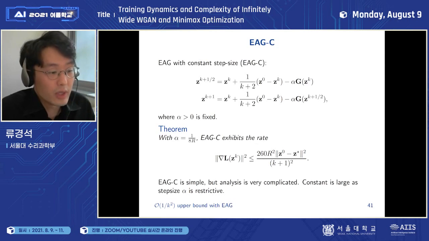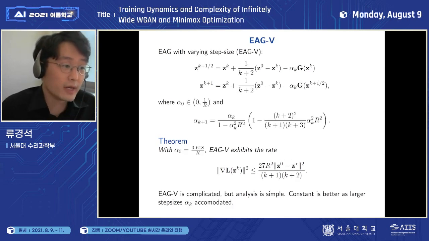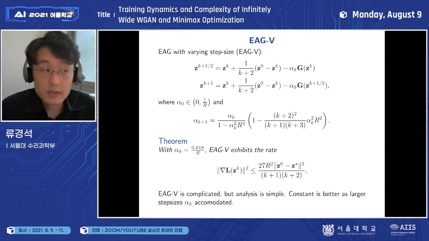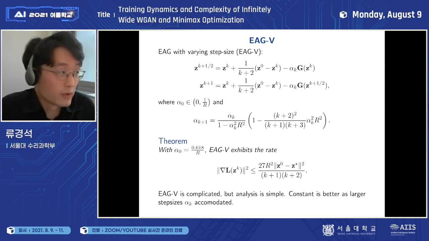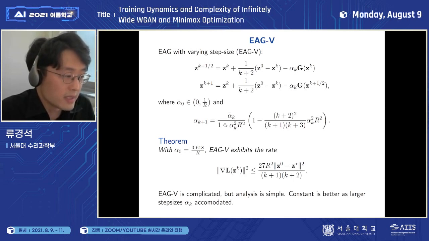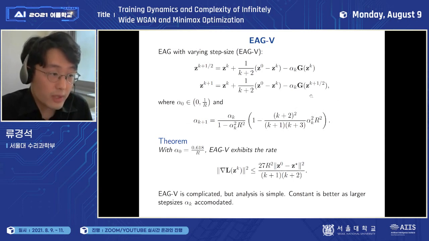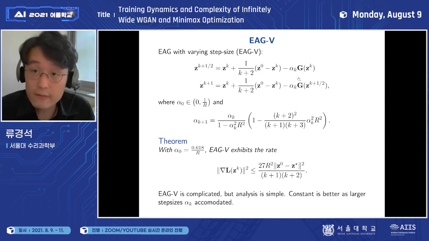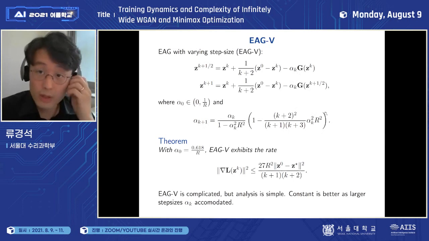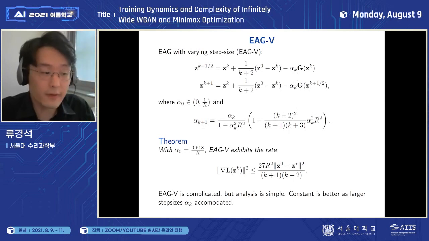So in order to address these issues, we also provide another instance of the EAG algorithm, which we refer to as EAG with varying step size, EAGB. The algorithm now has an iteration-dependent step size alpha k, and the step sizes are defined through this recursive relationship. Now, this algorithm is slightly more complicated than EAGC because of this recursion and because of this being alpha k rather than just alpha. So the step size is slightly more complicated, but the analysis is significantly simpler.